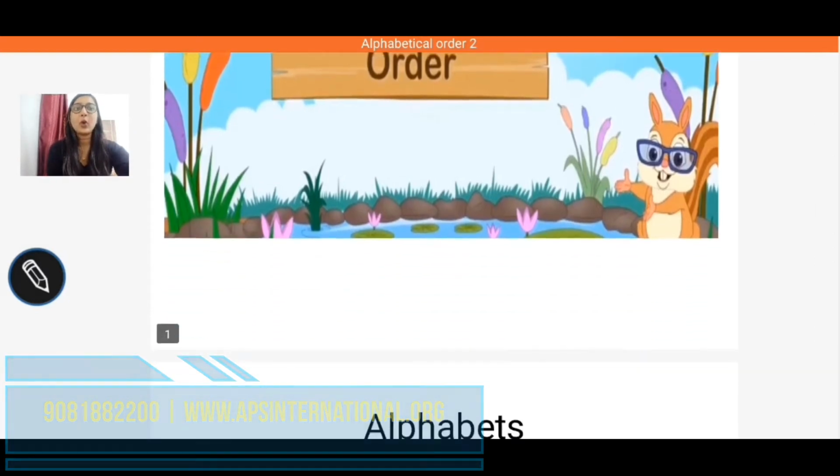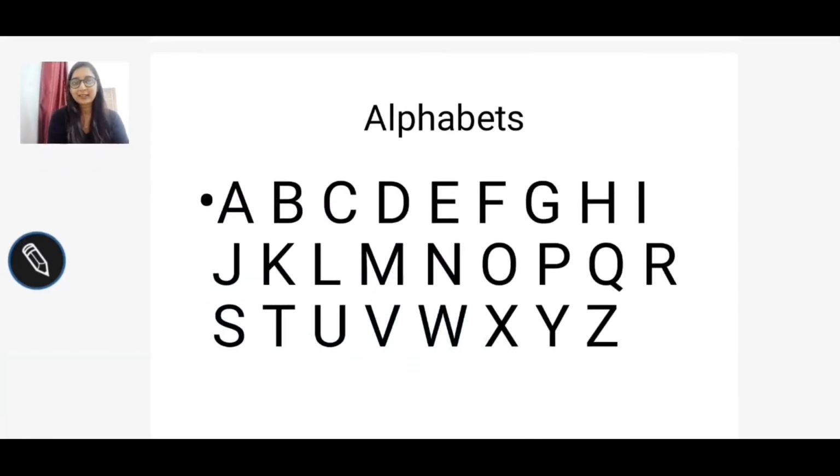Students, you all know what alphabets are, right? Please say along with me. A, B, C, D, E, F, G, H, I, J, K, L, M, N, O, P, Q, R, S, T, U, V, W, X, Y, Z. You all know what alphabets are.